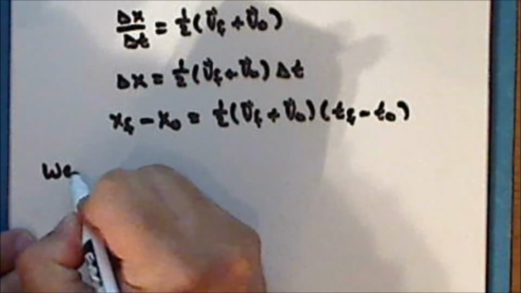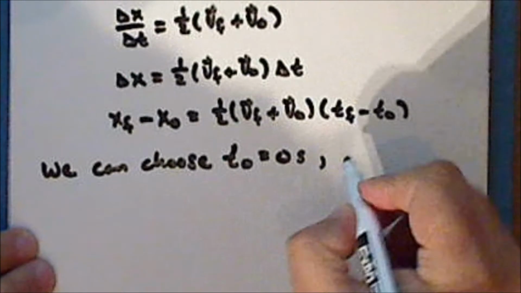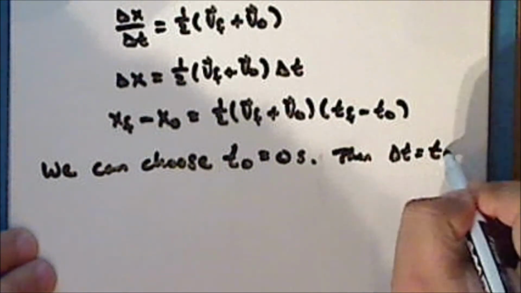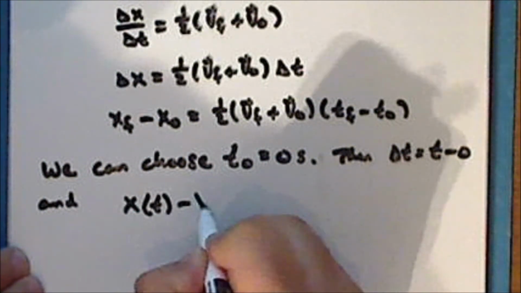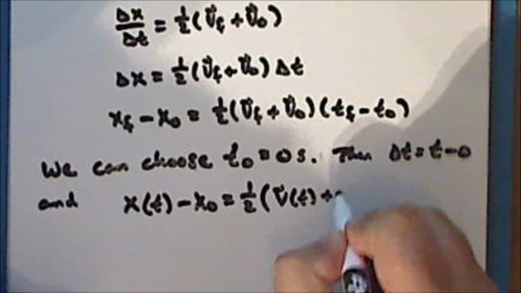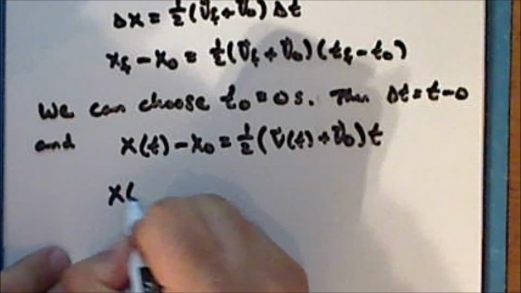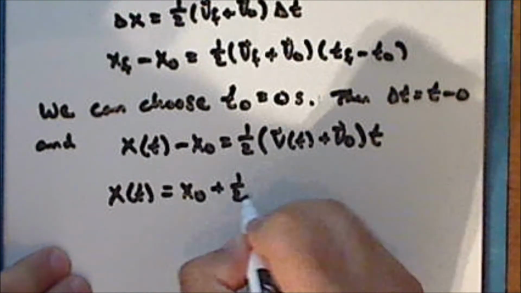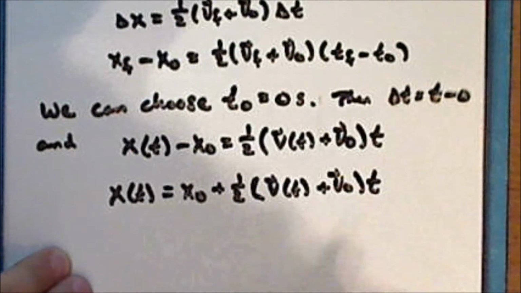Now once again we can choose our reference frame so that the initial time is 0 seconds, and then the time interval is some elapsed time t since 0, and we have that the position at the time t minus the initial position is equal to 1/2 the quantity of the velocity at the time t plus the initial velocity times the time t, so that the position at any given time t is the initial position plus 1/2 the sum of the velocity at the time t plus the initial velocity times the time t.